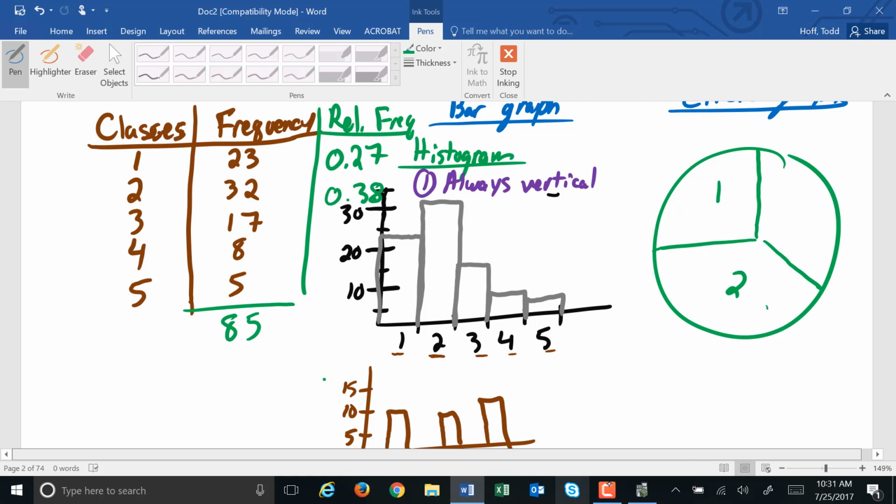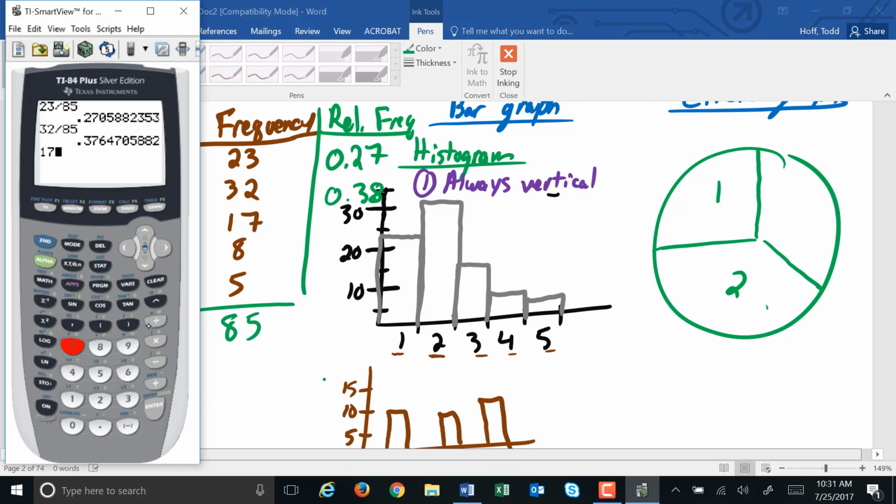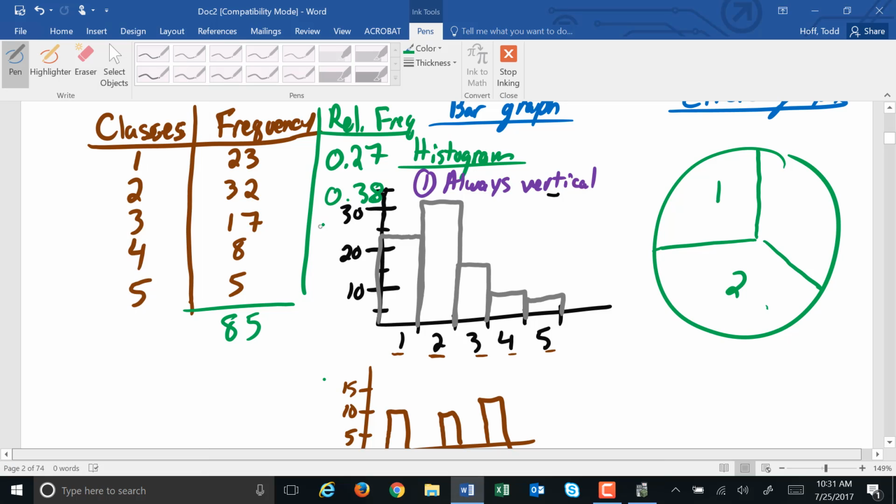Three classes, the 17 divided by 85. Didn't work. 0.2. That's a little bit less than a quarter, so it's not like there. That's going to be 3 classes. And then that's going to be 4 and 5 classes. So it's exactly like doing our categorical data. Any questions?